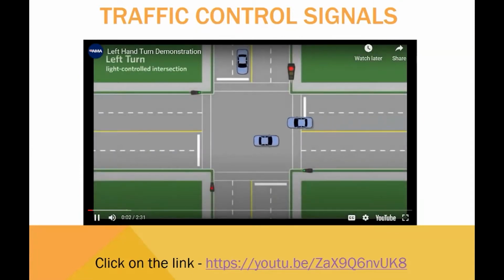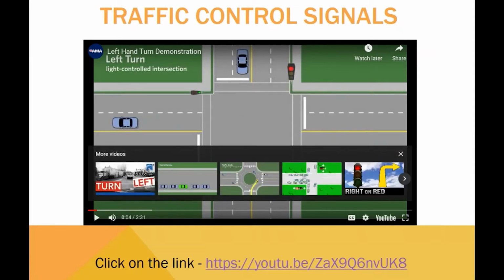Here are some common mistakes when making left turns. This video is just demonstrating what I had talked about, traffic controls. It talks really specifically about left-hand turns at light-controlled intersections. It's going to demonstrate some do's and don'ts, and this will really highlight why it's important to know those lights.